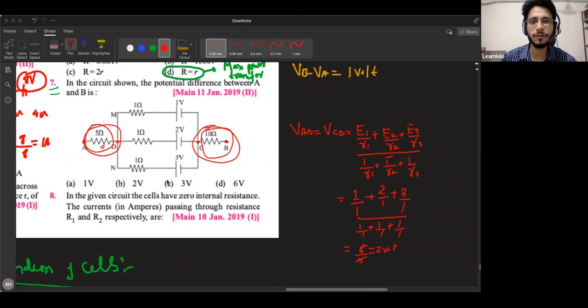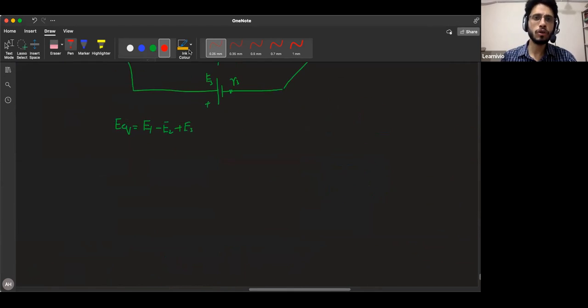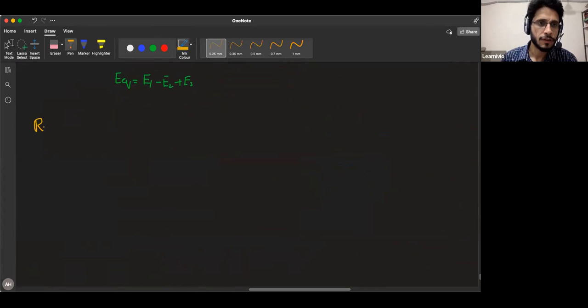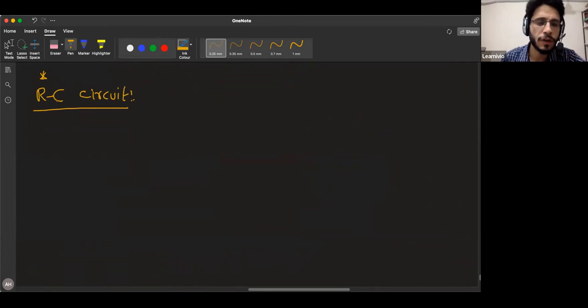Yes, everyone have written? Yes, sir. Now let's move on to the RC circuit. See, the RC circuit is not a part of the CBSE syllabus. So there are again very small chances of getting questions in JEE Mains as well. So RC circuit means if you have a circuit having a resistor and capacitor both.